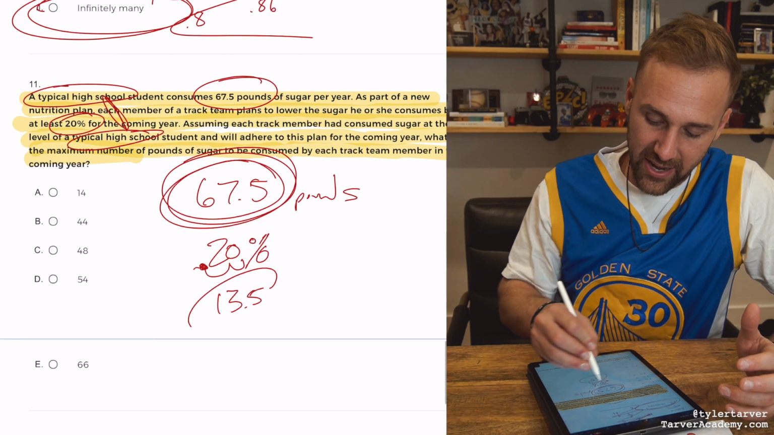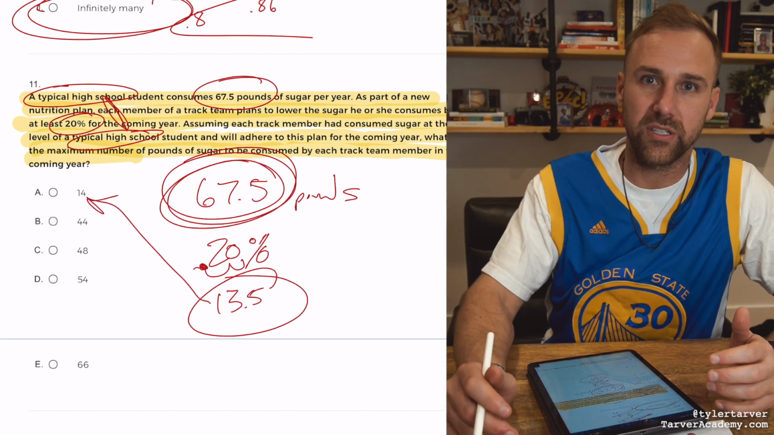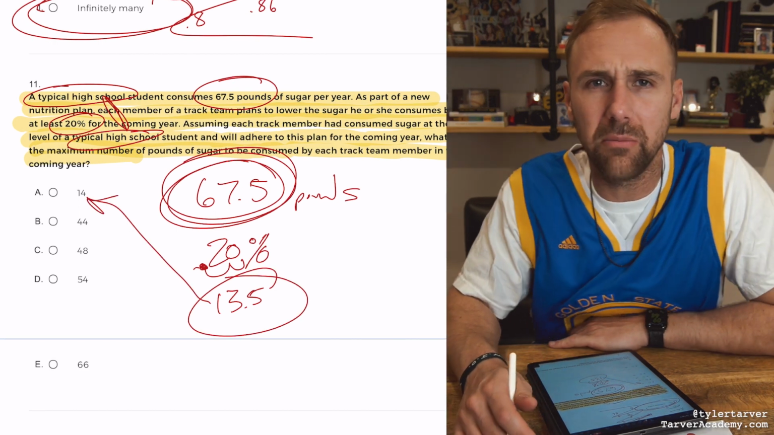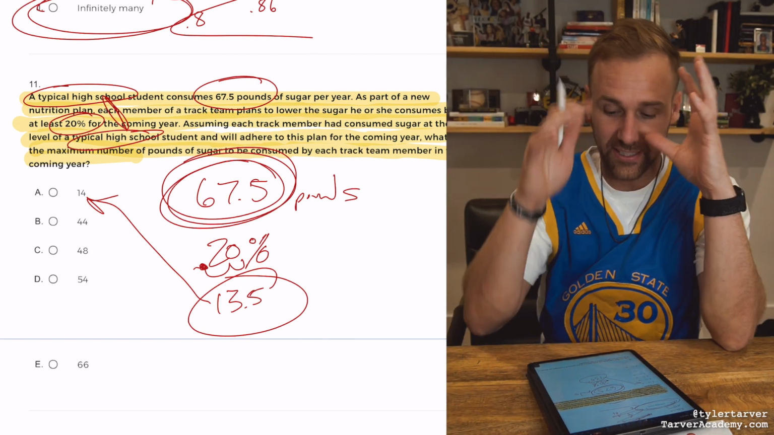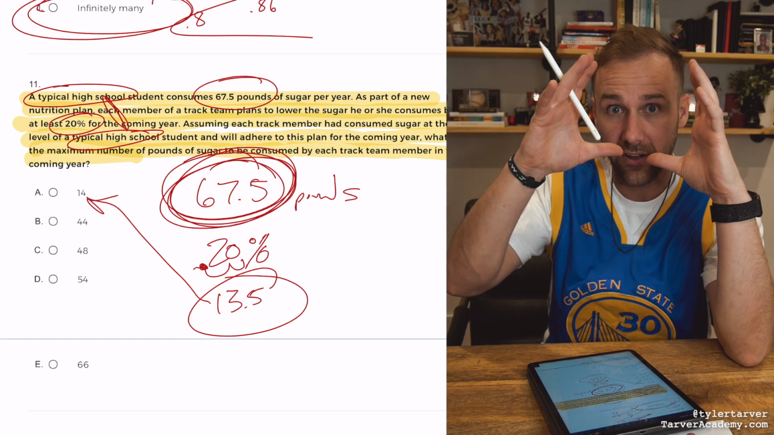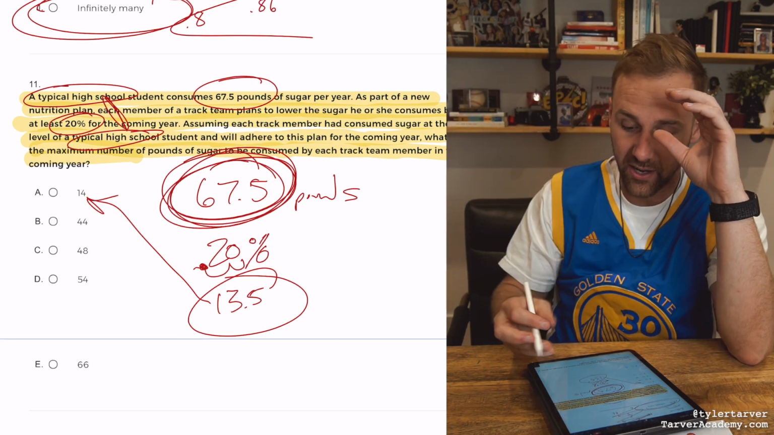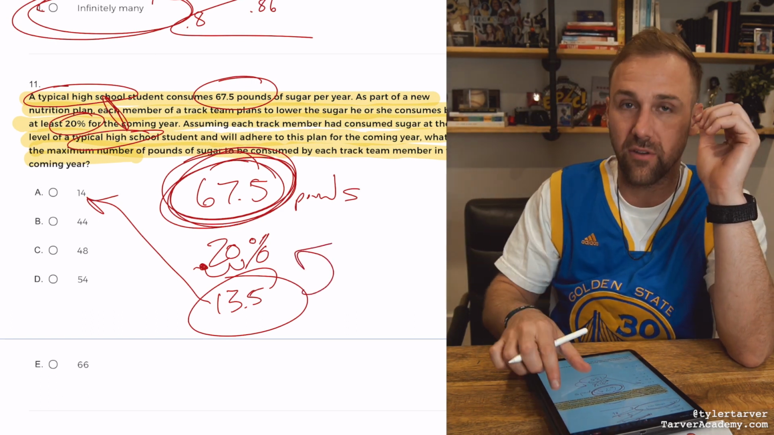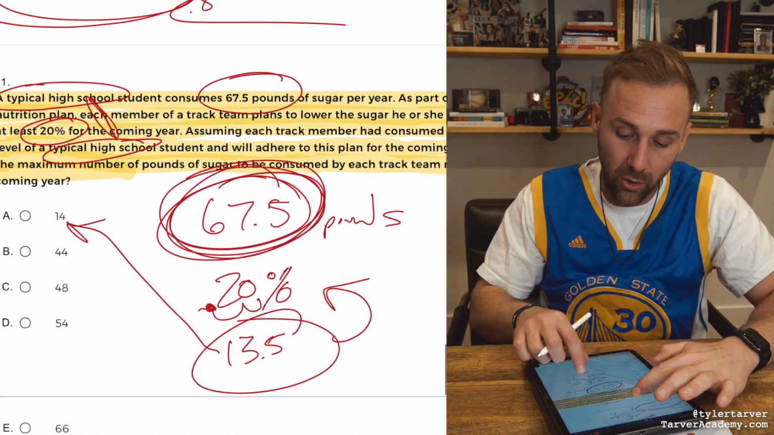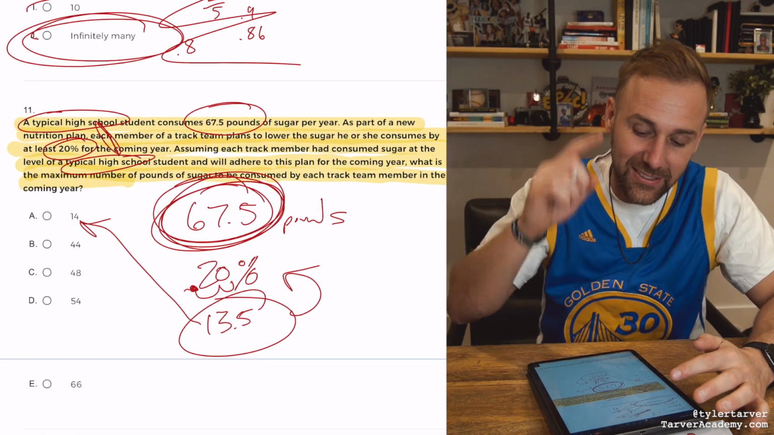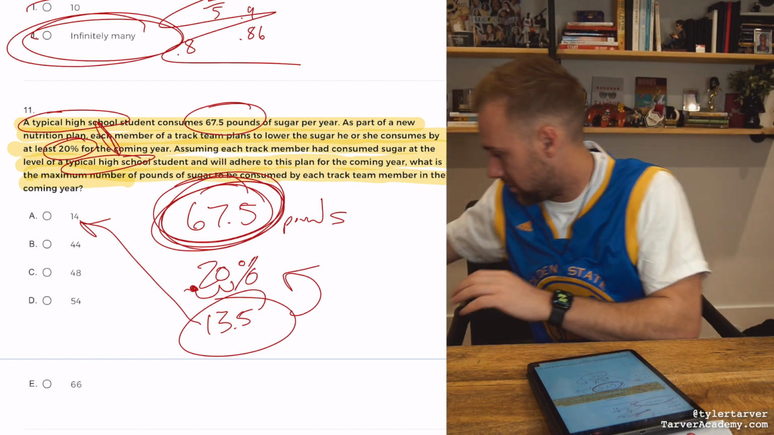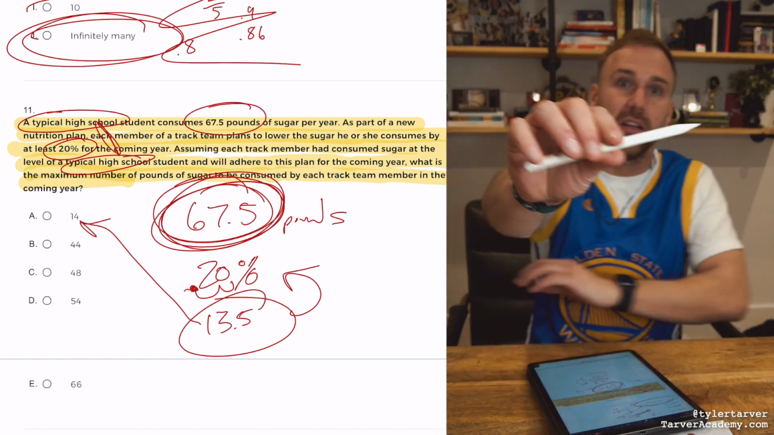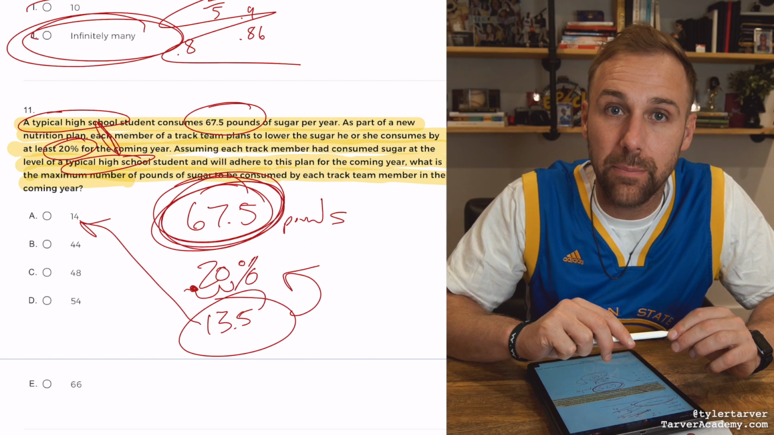Now, they tried to trick you. And they put 14. You're going to be like, oh, 13.5. I just warned you. No, that's not what we're doing. We are decreasing 67.5 down 20%. We just found 20% is 13.5. It wants to know what is the max number of pounds of sugar. So we want to know that other 80%. Whoa, goodness gracious. Drop my pencil. What is the other 80%?